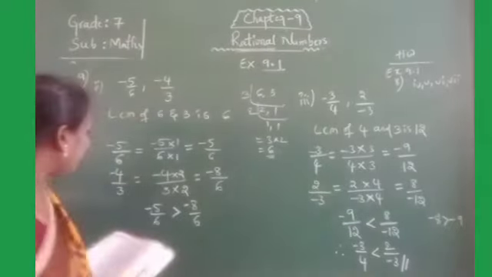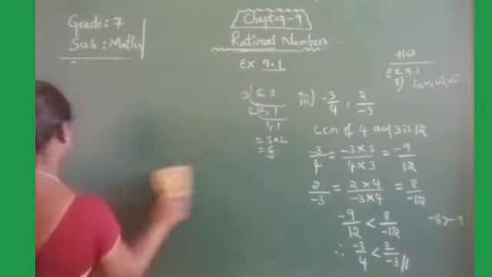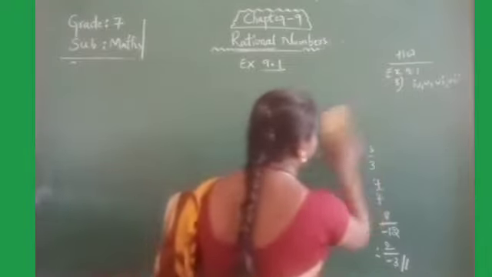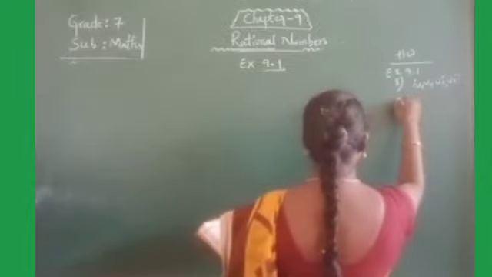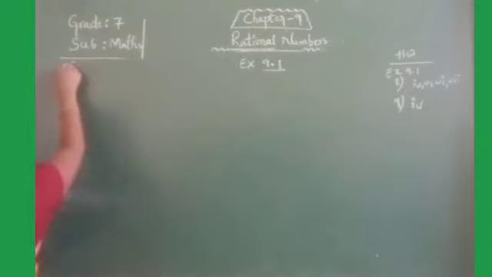Next, the fourth one you have to do. Which one is greater: minus 1 by 4 or 1 by 4? That one you have to find. And the last one, I am explaining now.